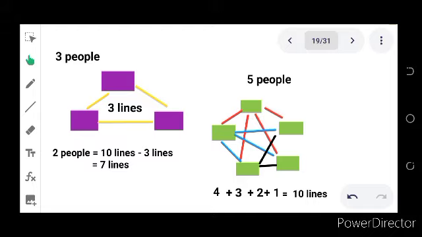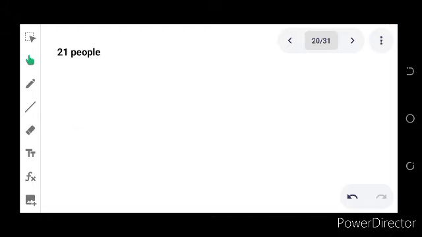So now, for 21 people, remember, we have to get 1 less than the number of persons. So we have 20 and add all the numbers that precede it. So we have 20 plus 19, and so on until it reaches 1. Now, originally, there are 19 people. Now, we were able to get 21 because originally there are 19 people and 2 persons were added, making it 21. So that's why we have 21.